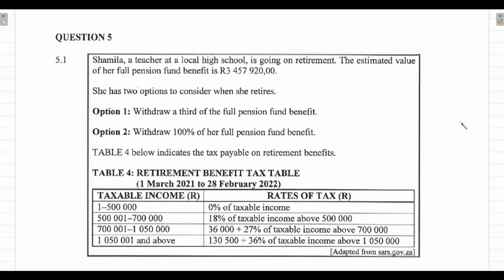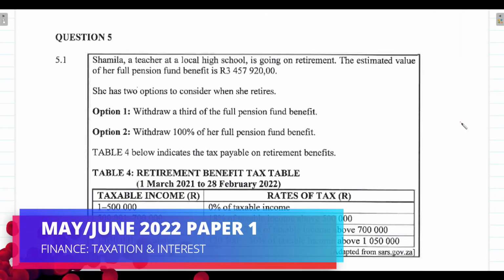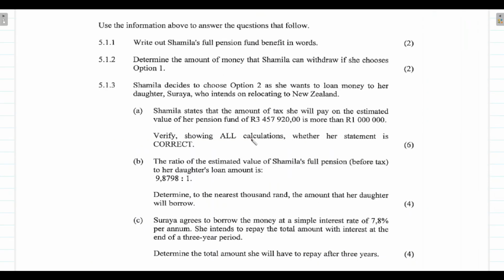On today's video tutorial, guys, we are still going through the grade 12 Mathematical Literacy Paper 1 that was written in June 2022. And in this video tutorial, we are going to be tackling question 5.1. Question 5.1 is basically under the topic of finance, in particular taxation. So we're going to be calculating the rate of tax that Shamila has to pay. We are also going to be calculating simple interest. So we've got taxation under this question, and we also have simple interest.